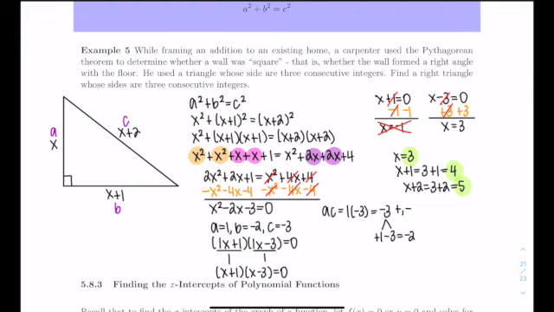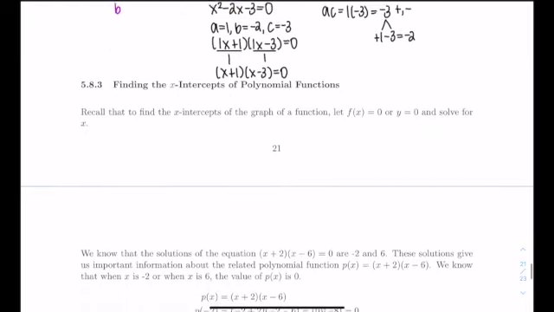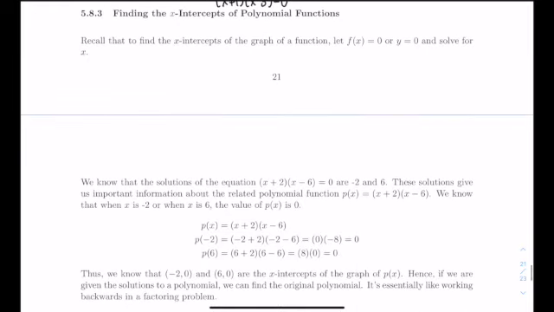The last thing we're going to talk about in this chapter is finding the x-intercepts of polynomial functions. So recall that to find the x-intercepts of a graph of a function, we let y be equal to 0 and solve for x. So we know that the solutions of the equation x plus 2 times x minus 6 equals 0 are -2 and 6.